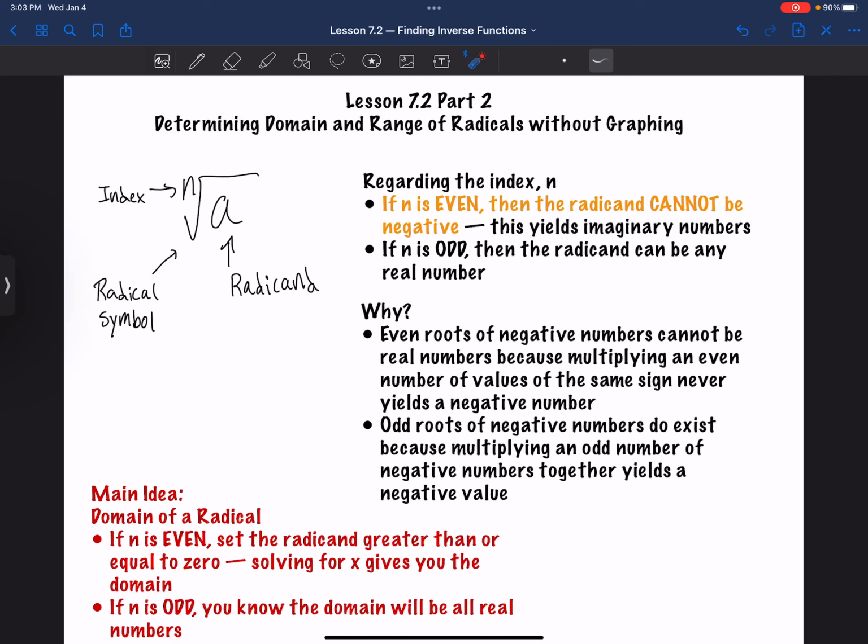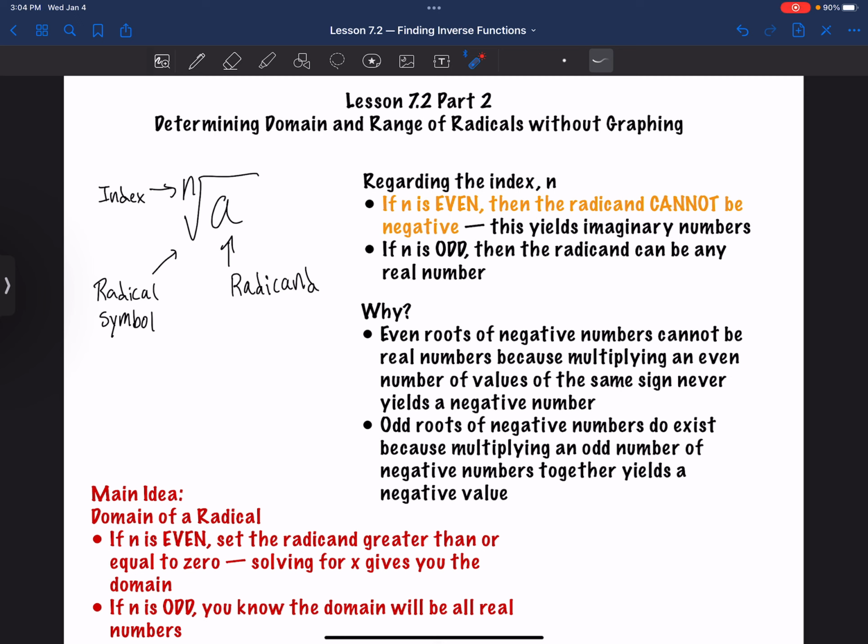All right, welcome to the second half of lesson 7.2. The first half we talked a little bit more about inverses, but now we're just going to talk about how do I find domain and range of radicals if I didn't have a graphing tool accessible, right? If I couldn't graph this, if I didn't have grid paper or I didn't have a graphing calculator, how could I do this? It's actually pretty simple, so long as you understand what the radical is and what its sort of conditions are.